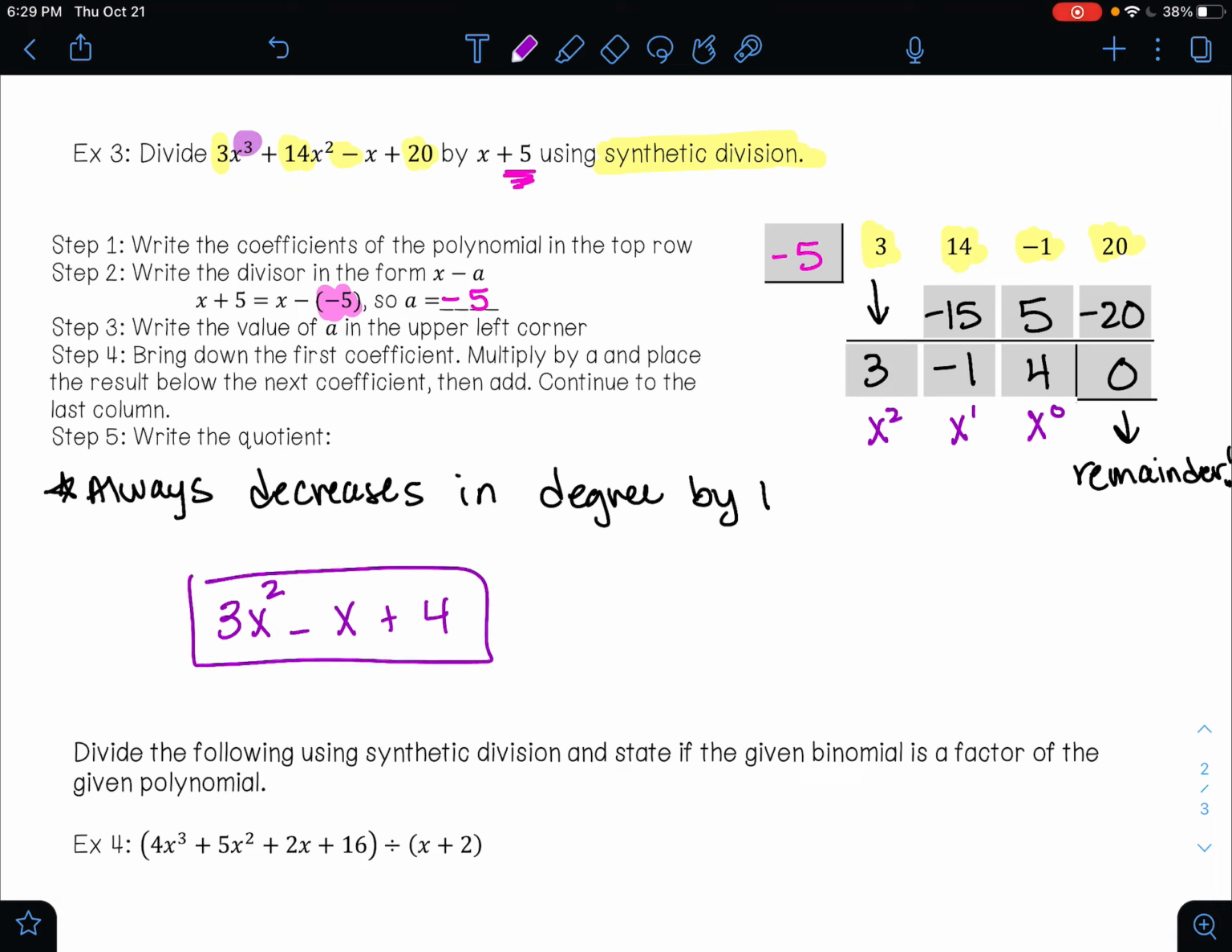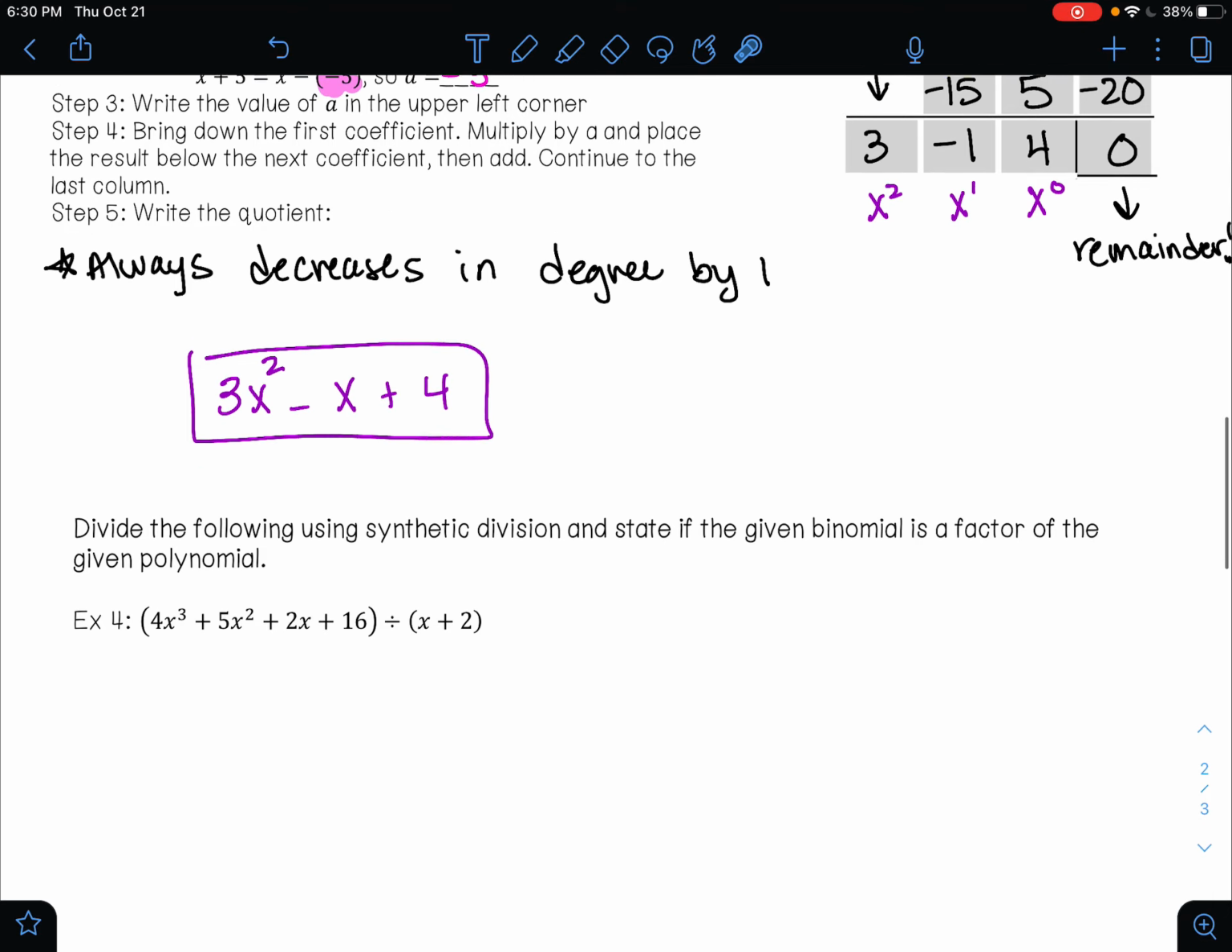This is your answer. And again, you get this answer because 3 times x squared is 3x squared. -1 times x to the first is -x. And anything raised to the 0th power is 1. 4 times 1 is 4. If you had a remainder here, then you would have plus your remainder over x plus 5. But our remainder is 0, so this is your answer.